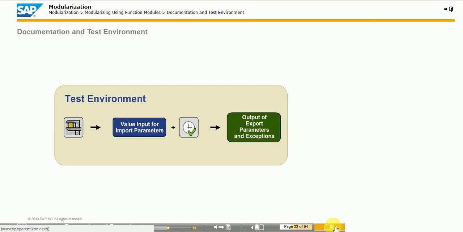If you are unsure whether the function module does precisely what you want it to do, you can test it in the test environment prior to installing it in your program. An input template allows you to specify values for the import and changing parameters. To check values during runtime, you can also switch to debugging mode. The values in the export and changing parameters are listed after execution.